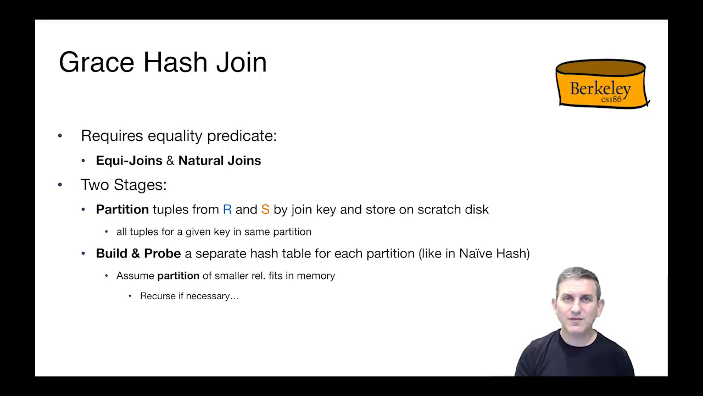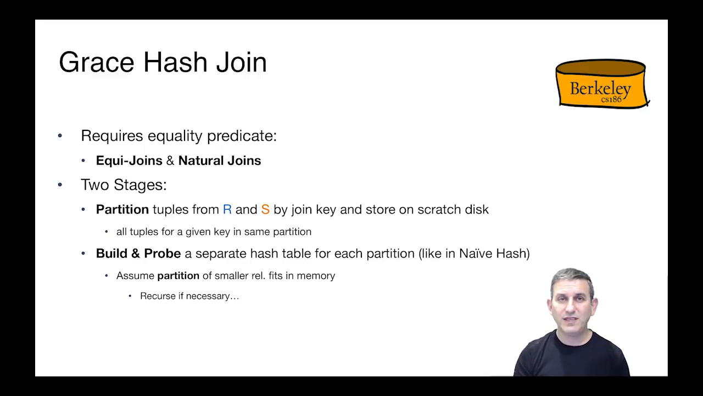The algorithm that was invented was part of a project in Japan called the Grace database machine. And so it's called Grace hash join in honor of that project, influential project in the early days of database systems. Again, it only works on equality predicates, equijoins and natural joins. It has two stages. In the first stage, we're going to partition tuples from R and S, both of them, by join key and store those partitions on scratch disk. All the tuples for a given key will be in the same partition.